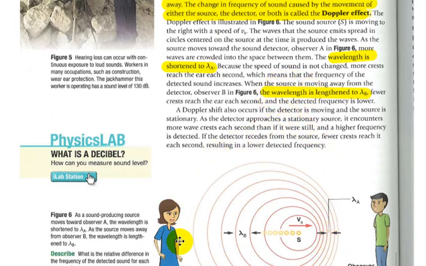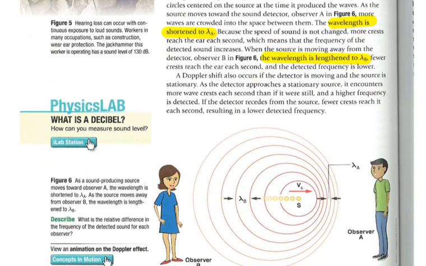When the source is moving away from a detector, such as this person, observer B, the wavelength is lengthened, so spread out because the source is moving to the right. Fewer crests reach the ear per second, so this person would detect a lower pitch or lower frequency sound because of the low frequency due to the higher wavelength. Doppler shift also occurs if the detector is moving and the source is stationary. So if the guy's moving towards here or if she's moving away, same effect because you have a bunching up of waves or spreading out of waves.